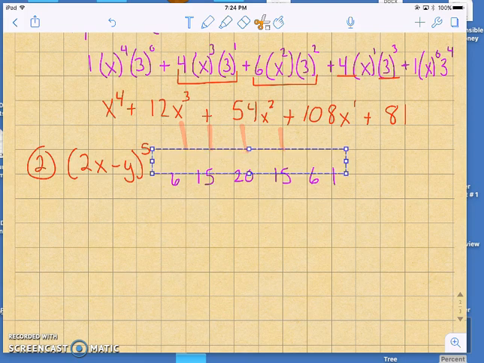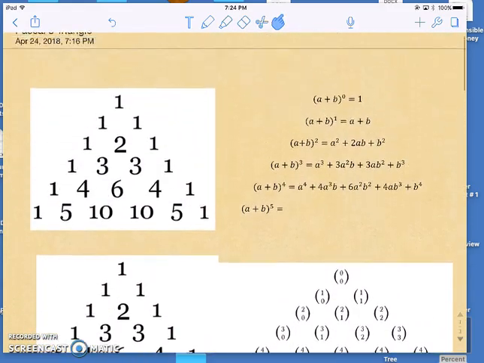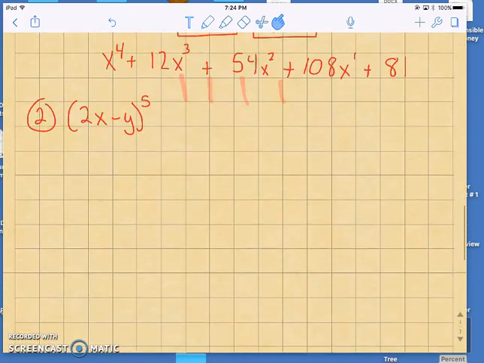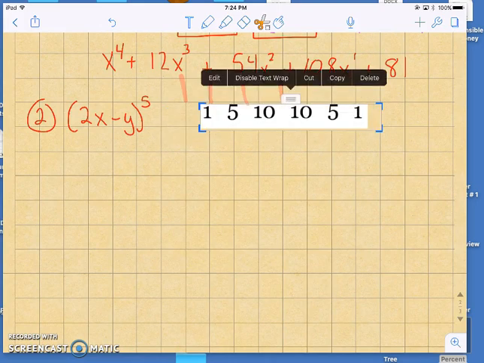Well, that didn't copy the 5th row. Apparently, I can't copy that again. Let me try going up here. 5th row. All right, so there's our 5th row.